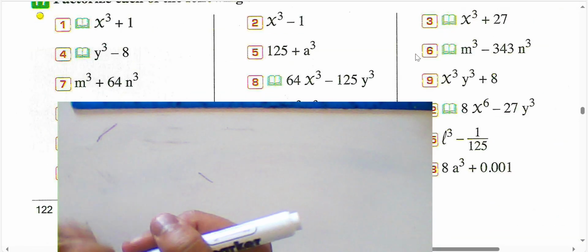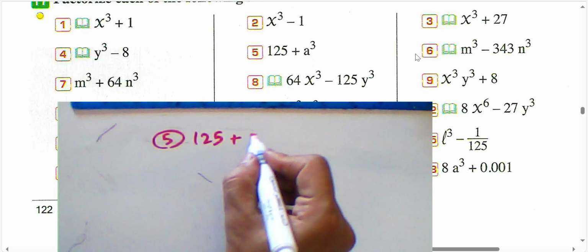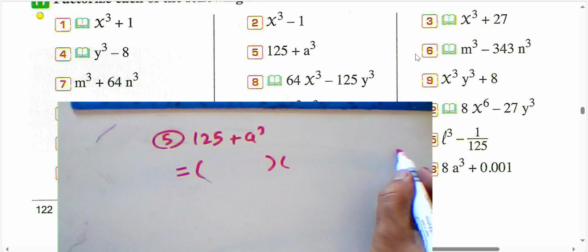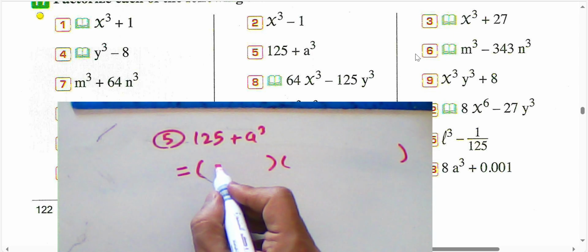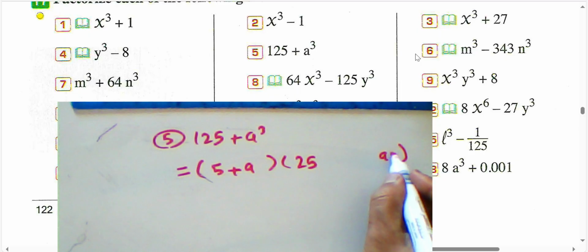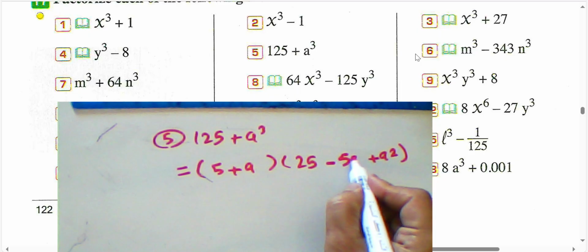Number 5. Factorize 125 plus a power 3. Cubic root of 125 is 5, so 5 plus a, and 5 power 2 is 25, a power 2. In the middle, first and second, change the sign: negative 5a.